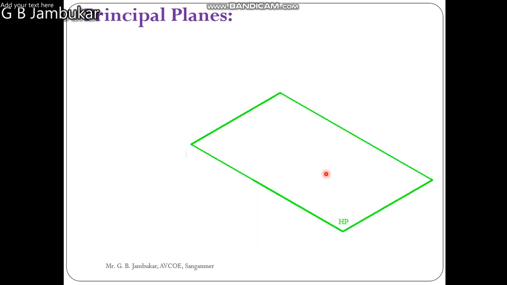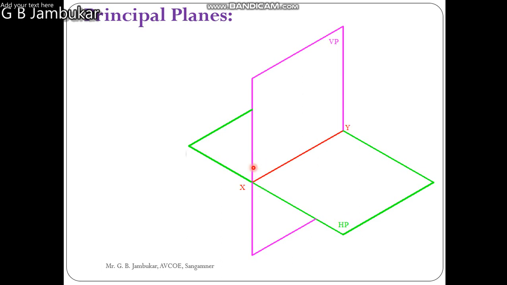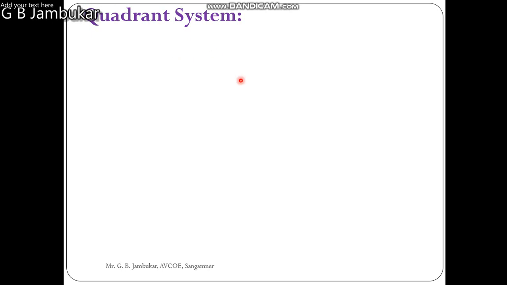So due to this vertical plane, the universe gets divided in two parts. Now we will see the horizontal plane, the HP, and due to this horizontal plane, the universe again gets divided in two parts. Some part is above the horizontal plane, and some part is below it. Now the vertical plane and horizontal plane intersect each other at 90 degrees, and the line at which they intersect is called the reference line, represented by XY. Due to the vertical plane and horizontal plane, the universe gets divided in four parts. These four parts are called the quadrant system. So here we will see the quadrant system.